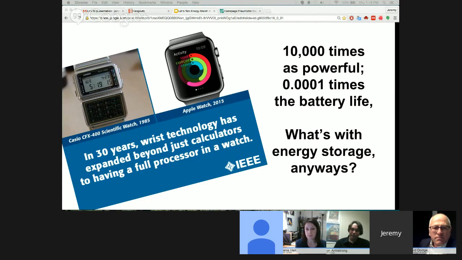Another example here is the new Apple Watch. It's 10,000 times as powerful as a calculator watch from the 80s, but it has 0.0001% the battery life. And you think, well, if it's so much more powerful, why hasn't energy storage gotten as good as the technology in the microchips? So here we can open a whole discussion about energy storage, how it impacts the feasibility of renewables.